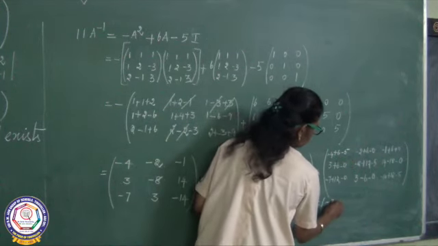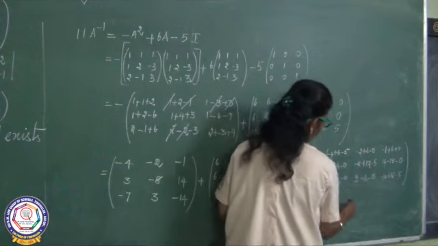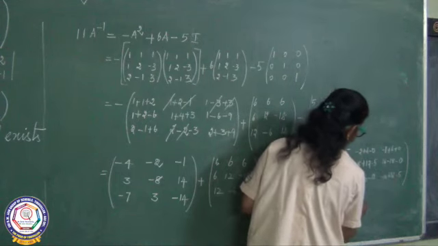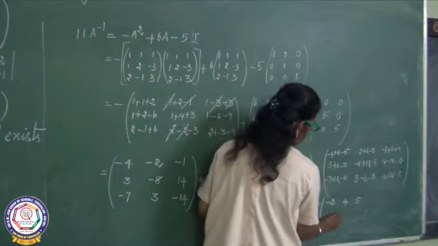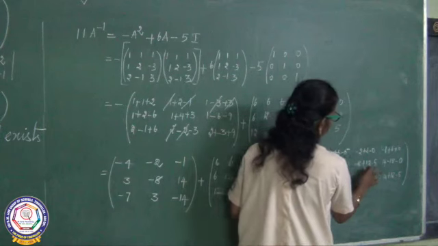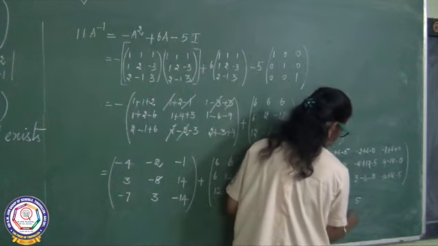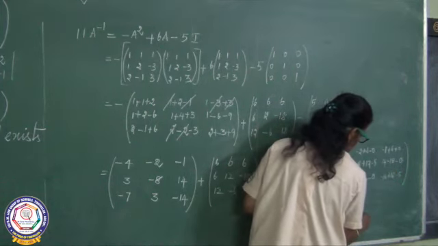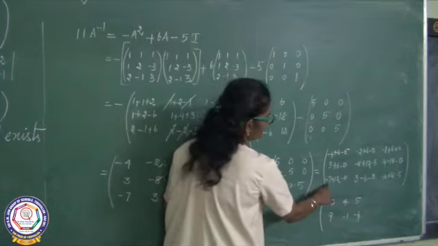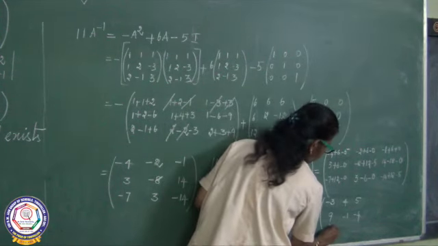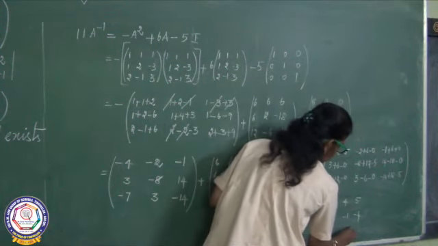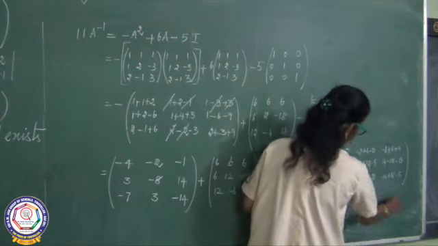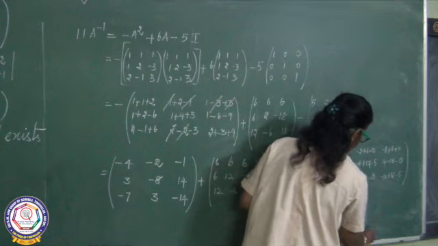So you get it as minus 3. Here minus 2 plus 6 is 4, minus 1 plus 6 is 5, 3 plus 6 is 9, minus 8 minus 5 is minus 13. So you arrived at minus 1. Here 14 minus 18 is minus 4. Next, minus 7 plus 12 is 5, 3 minus 6 is minus 3, minus 14 minus 5 is minus 19. You arrived at minus 1.